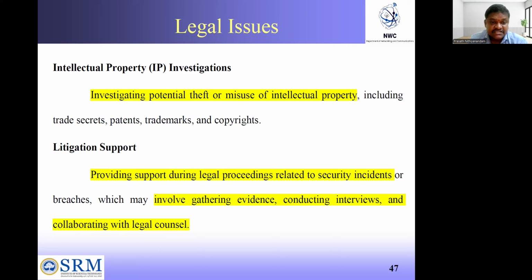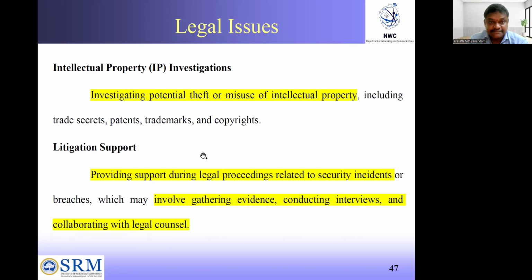Next one is litigation support. Security professionals may be called upon to provide support during legal proceedings related to security incidents or breaches. This can involve gathering evidence, conducting interviews, and collaborating with legal counsel to build a case or defend the organization. As an example, a software company suspects that a former employee has stolen source code and given it to a competitor. An IP investigation is conducted, and the findings are used as evidence in a lawsuit against the competitor.